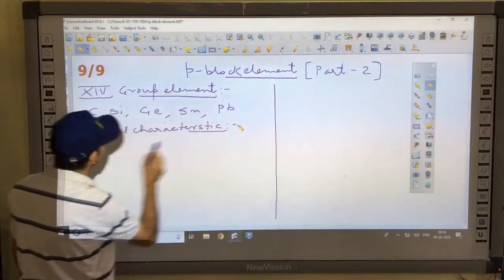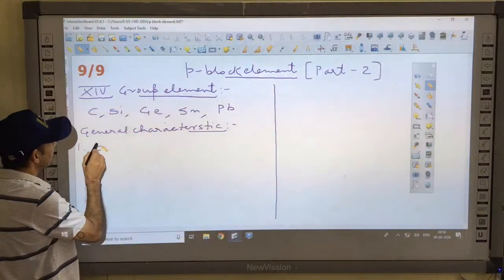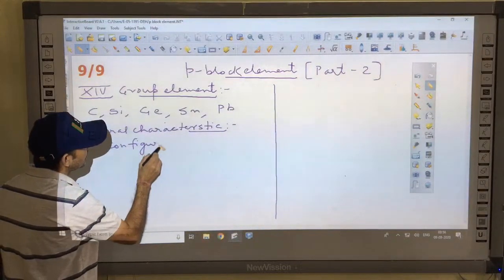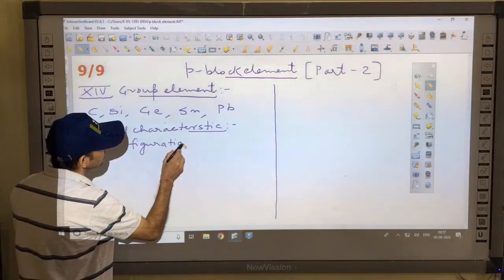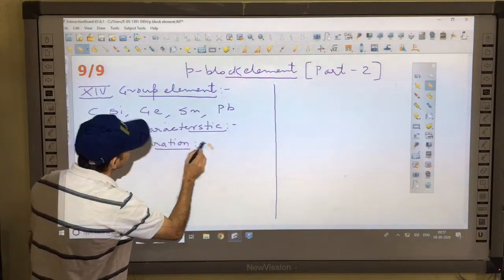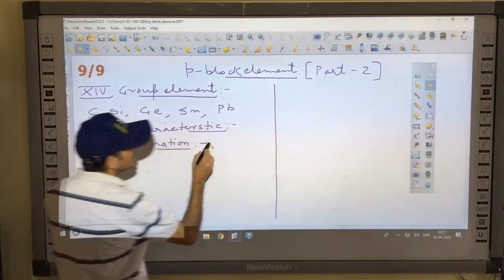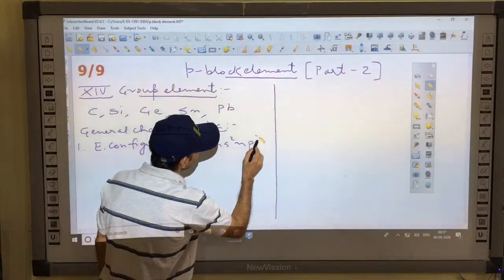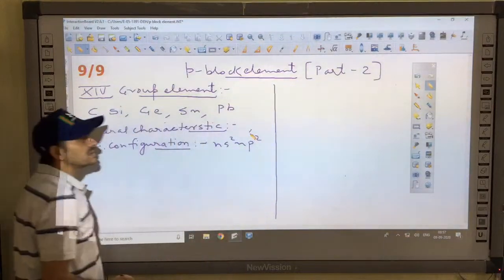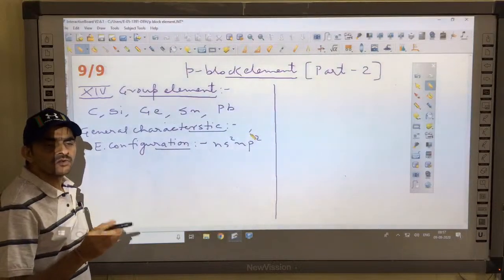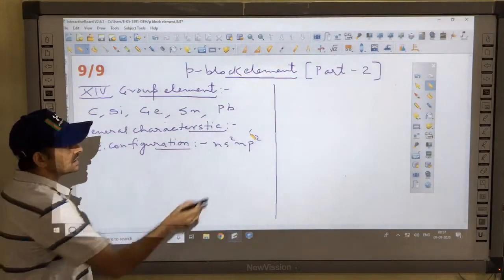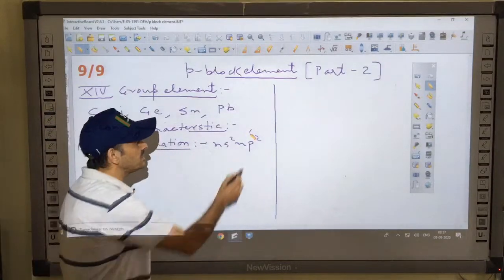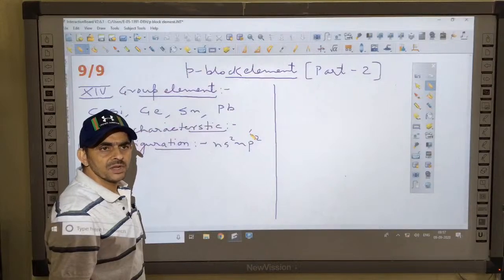General characteristics. Number first, electronic configuration. Now, the 14 group elements, their general electronic configuration is ns2 np2. That is, the outermost p orbital will contain 2 electrons. If you write the electronic configuration, then the last electron will be present in p orbital, and how many electrons will be in p orbital? 2 electrons will be in p orbital.